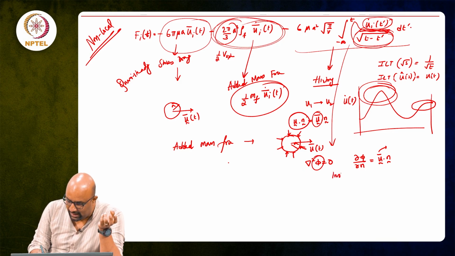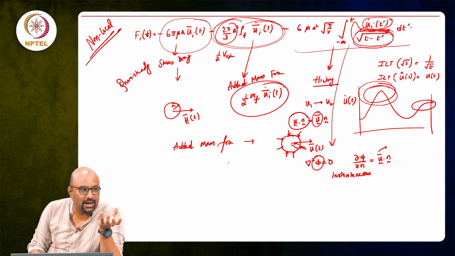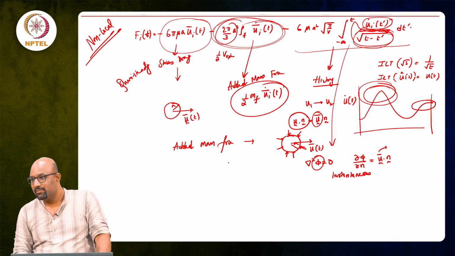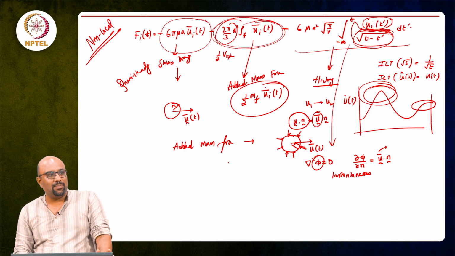It will be instantaneous. Any change of normal boundary condition gets propagated instantaneously in potential flow. You make the sphere accelerate, you make the sphere decelerate, whatever you do, the change in the normal boundary condition, if it happens, gets instantaneously reflected in the solution. Now, why is that happening?